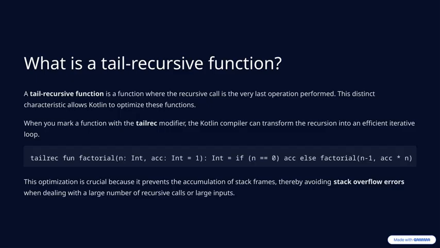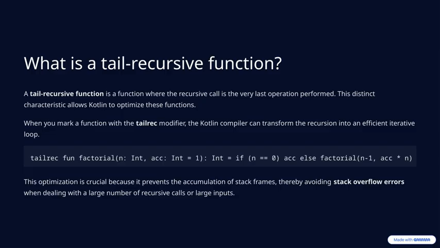A tail recursive function is a special kind of function where the recursive call happens at the very end of the function. This might seem like a small detail, but it actually makes a big difference. Because the recursive call is the last thing the function does, Kotlin can optimize it more effectively. When you add the tailrec modifier to a function, the Kotlin compiler has the ability to transform the recursion into a more efficient iterative loop behind the scenes.